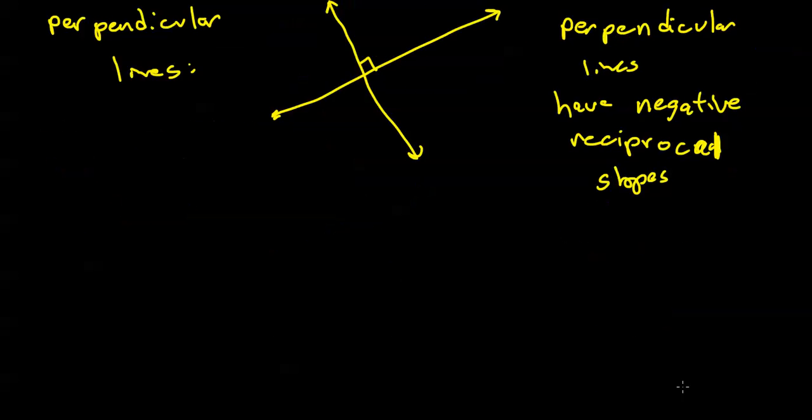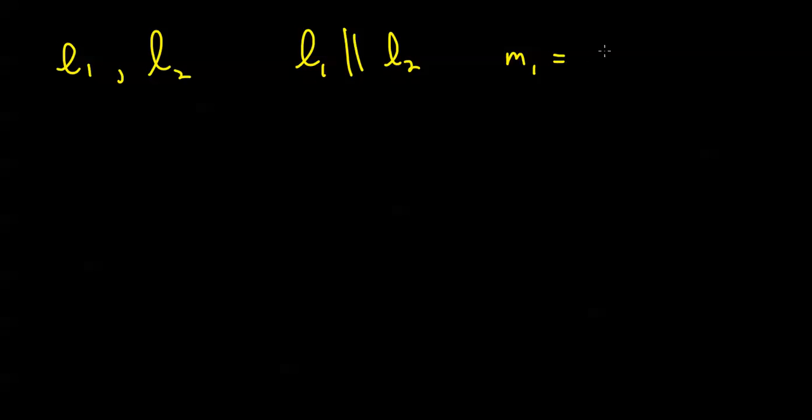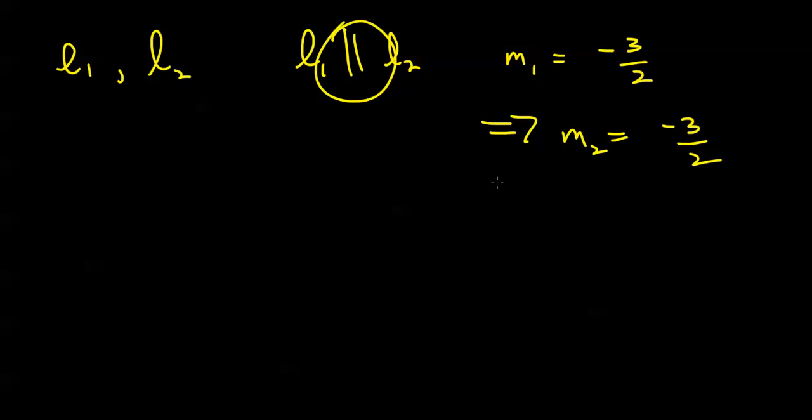Let's do a simple example here. Let's say we've got line 1 and line 2. Let's say line 1 is parallel to line 2. And let's say the slope of line 1 equals minus 3/2. Well, that means line 2 is going to have the same slope. Parallel lines have equal slopes, okay?